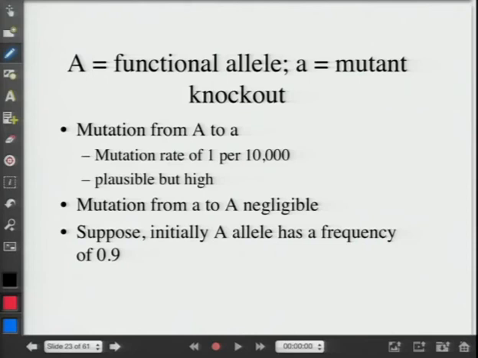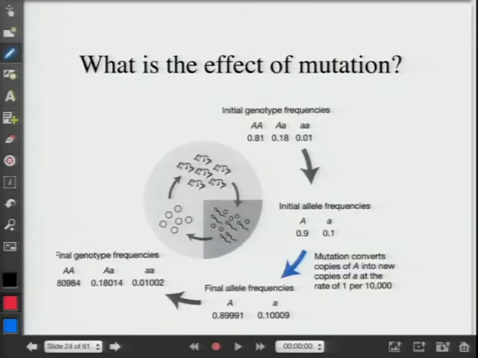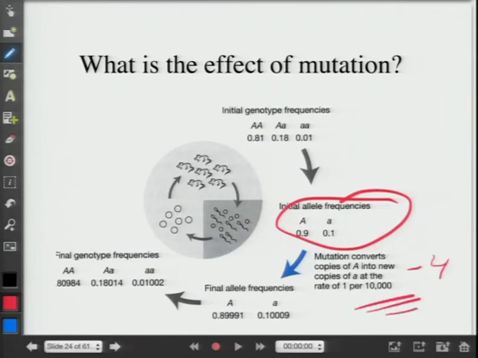So in our example, we're making mutation as strong an evolutionary force as is plausible: a high but plausible mutation rate with 0 back mutation. And we'll see, if the big A allele originally has a frequency of 0.9, how would we expect it to change over time? So here are your initial allele frequencies, 0.9 and 0.1. Mutation converts copies of big A into copies of little a at 1 times 10 to the minus 4 here. So that's your gene pool.